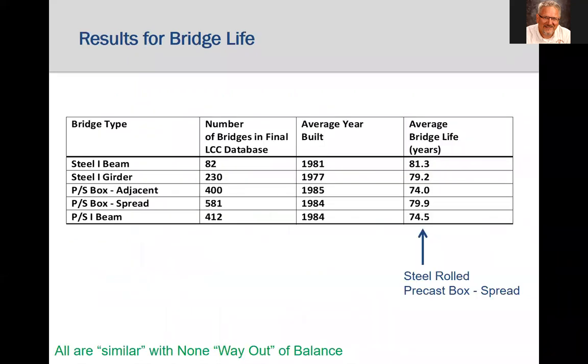So the first one we're going to look at is bridge life. For bridge life, the database of the 5 types of bridges show that the rolled beam bridges have the longest predicted life at over 81 years. And the second was the precast spread box bridges at just under 80 years. However, we see that statement at the bottom left that says all are similar with none way out of balance. And that is true here. None of the bridge types varied much from the others with a 7-year spread. And we will deal with that statement at the bottom later in the presentation.